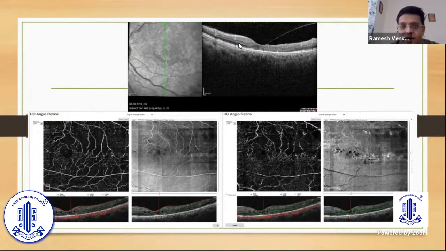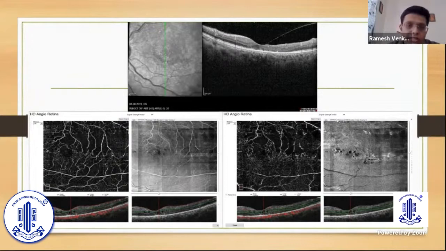that the layers are parallel and they are intact, whereas on the other side there is disorganization, and also of the outer deep capillary plexus, you can very clearly see the capillary dropouts and the flow void areas which are seen on the OCT angiography.